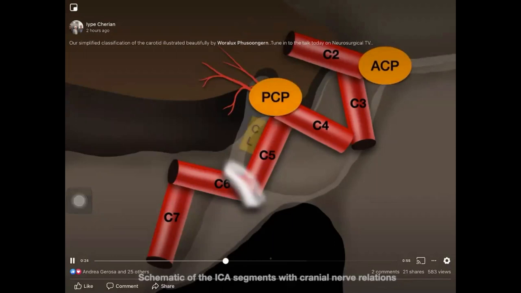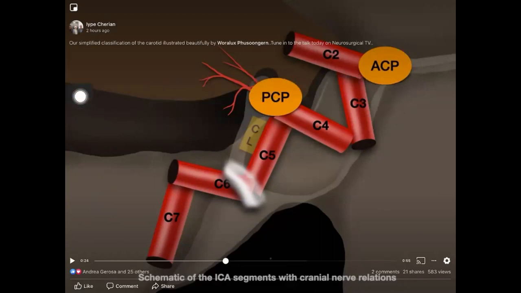So now we have some more landmarks. That is the clivus. That's why it's obviously called the paraclival segment. You have the PCP there, the posterior clinoid process. You have the anterior clinoid process there.